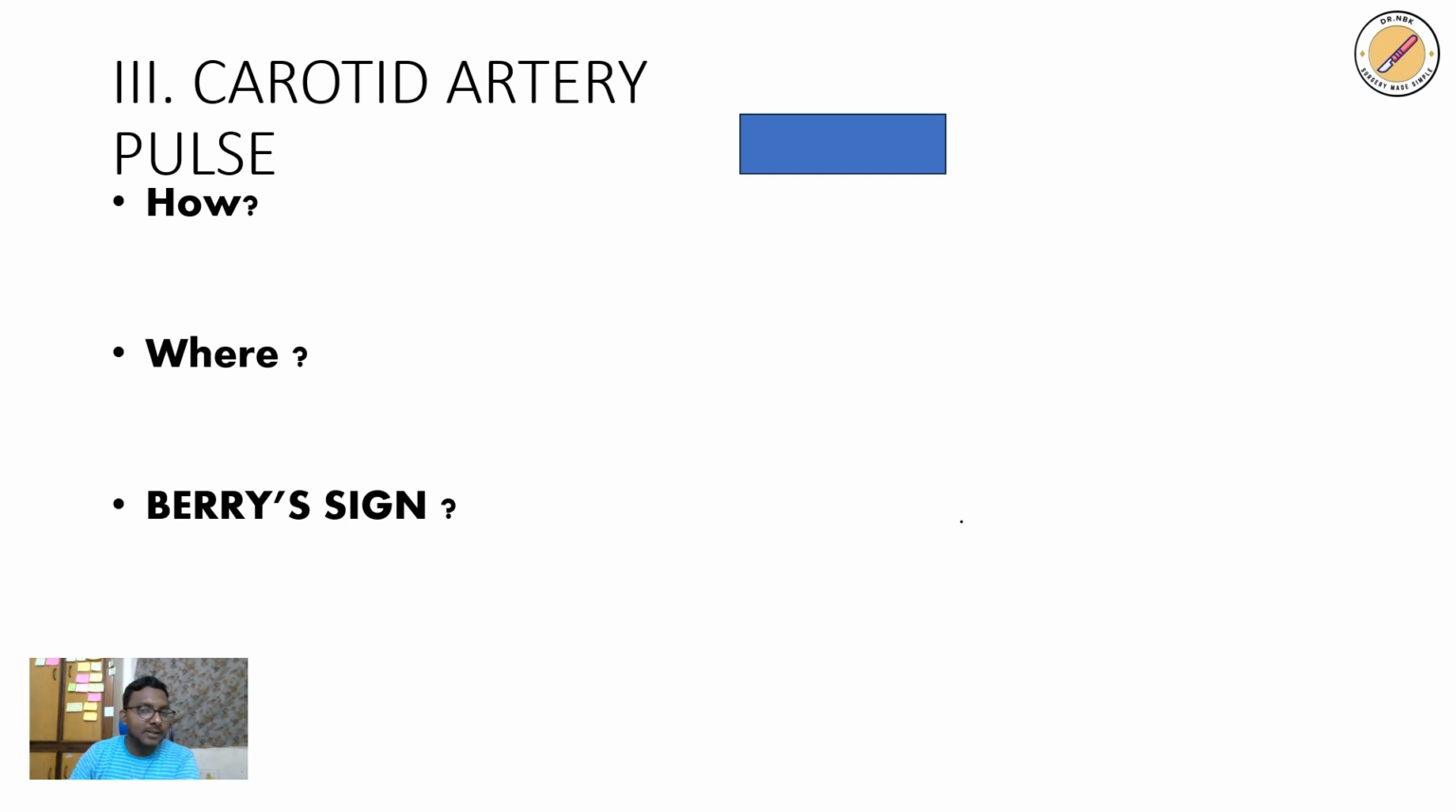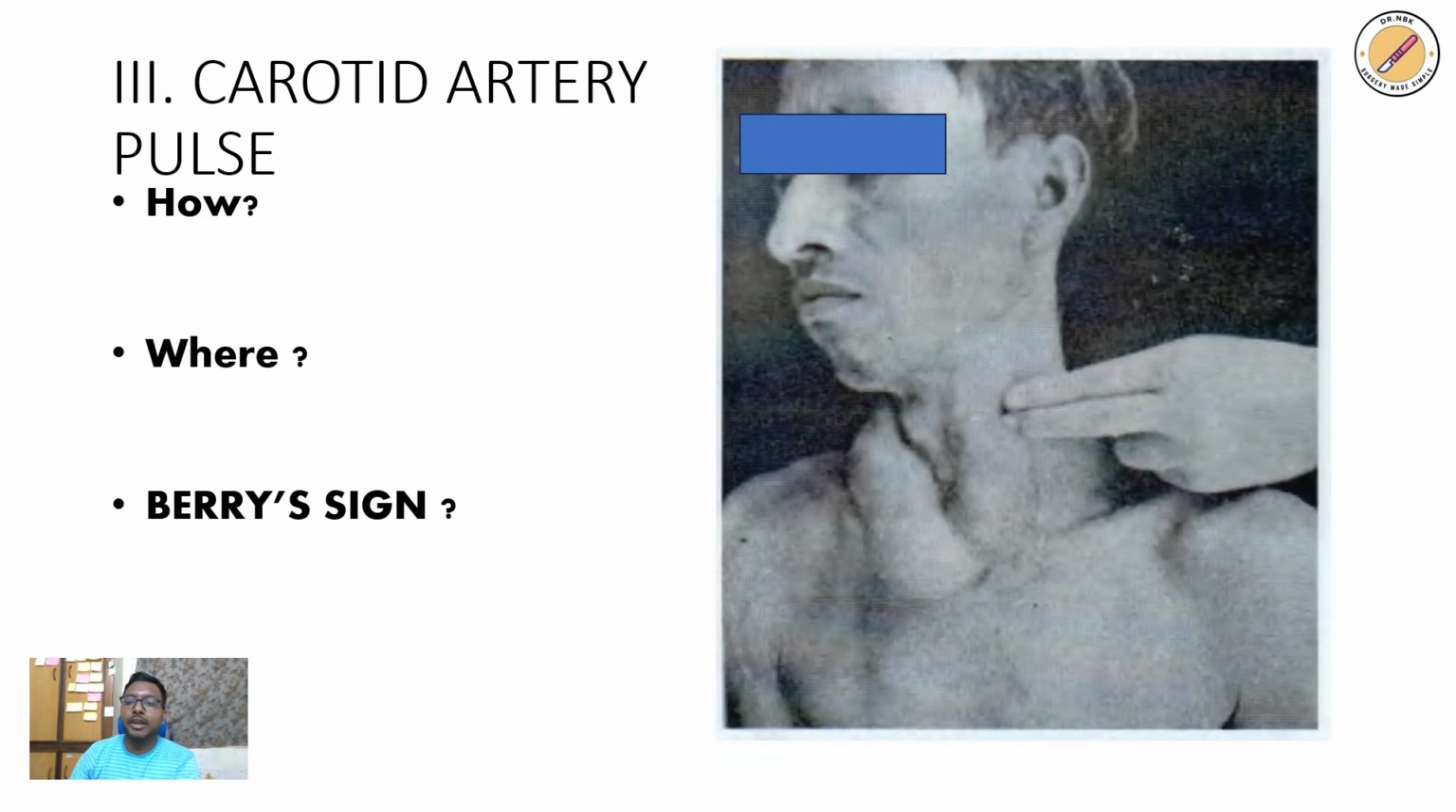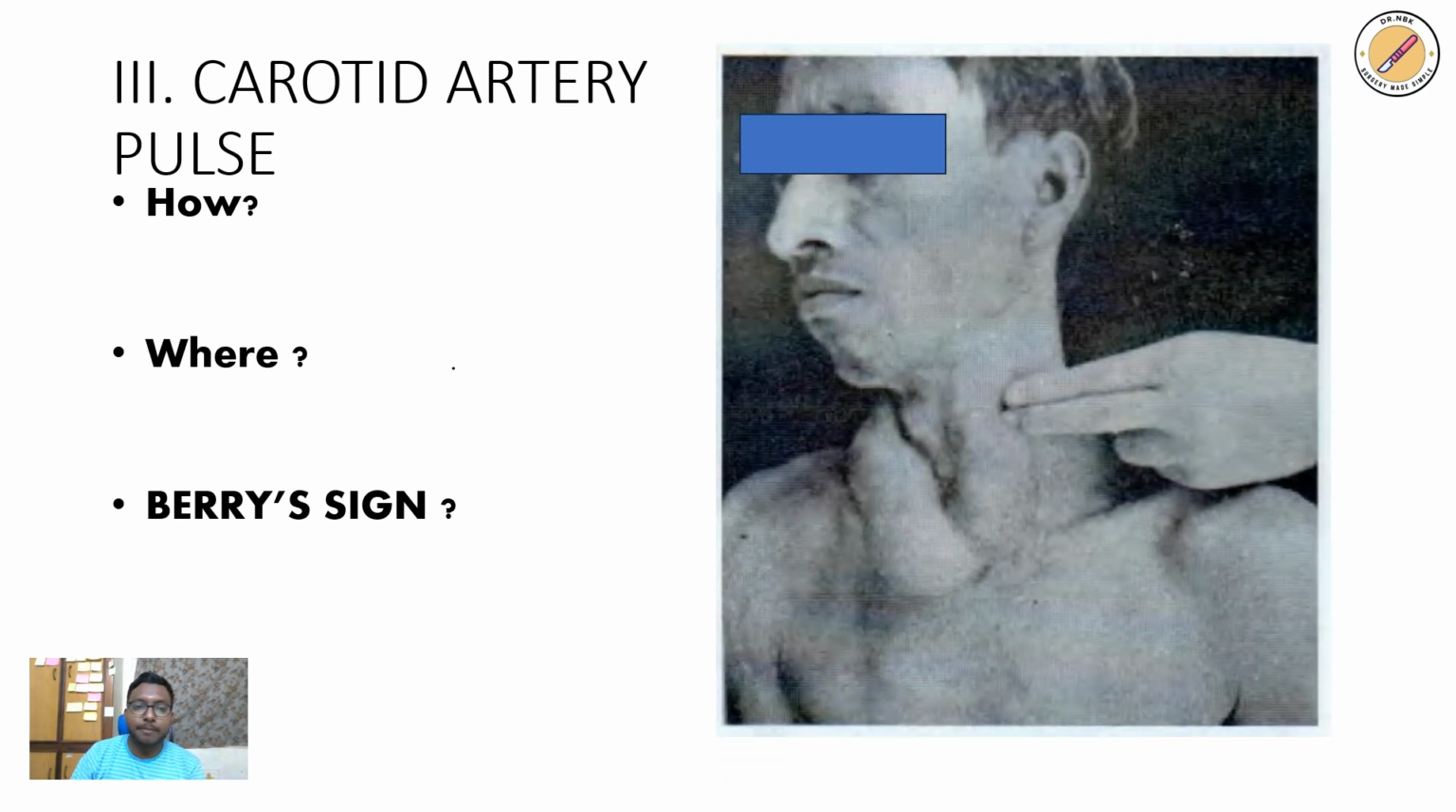Now coming to carotid artery pulse. Please understand this is very important. You should always check for the bilateral carotid artery pulsations. So how will you check? As you can see here in the picture, first step is ask the patient to turn opposite side so that it will relax the omohyoid space. Turn to opposite side. Then where you need to check the pulse? At the level of superior border of thyroid cartilage.